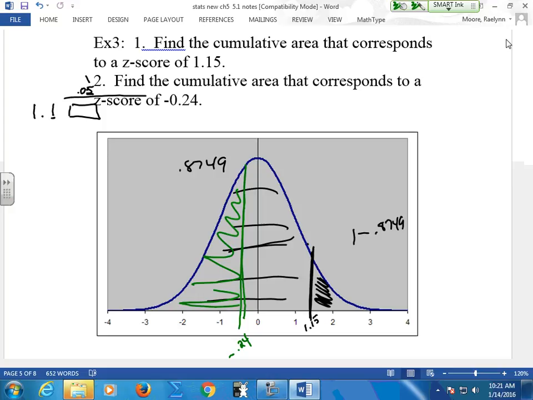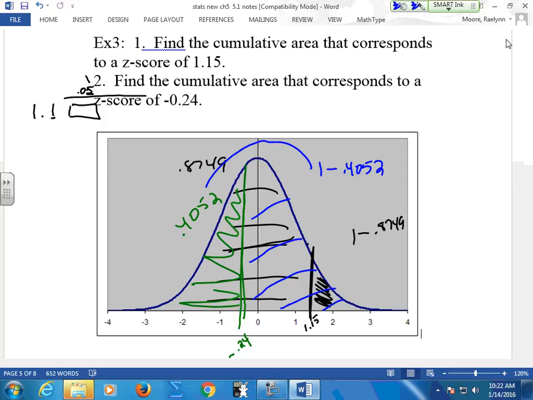0.4052. Is that what you said? 0.4052. So I said it would be less than 50%. That's looking like it's close to 50%, right? But it's still less than 50%. Now, if I wanted the area to the right of this, what would I have to do? Subtract it from 1. And then that would be more than half of it, wouldn't it?